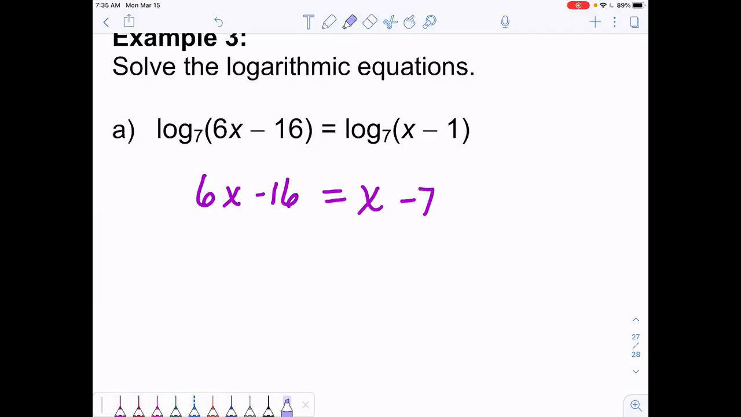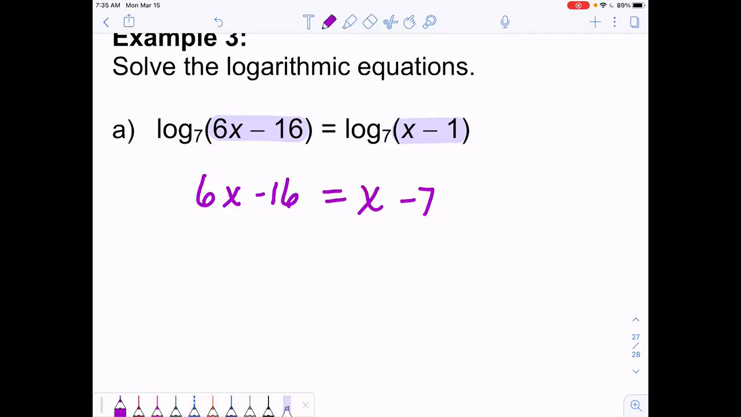Yeah, because of the property. So the base has to be the same. If the base isn't the same, the property of equality does not work. But if the base is the same, then you want the quantities next to the log to be equal. So if they need to be equal, then you set those quantities equal to each other.